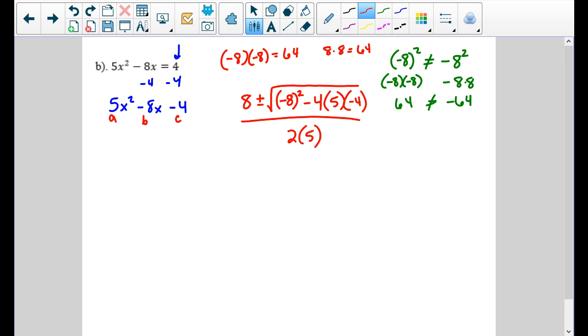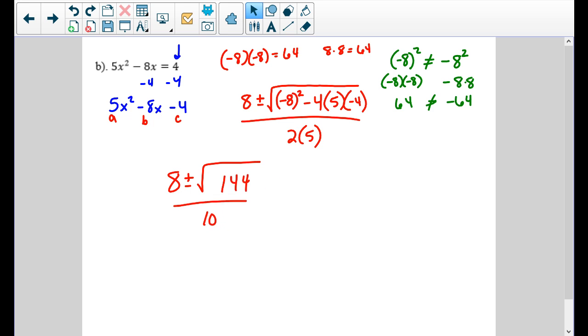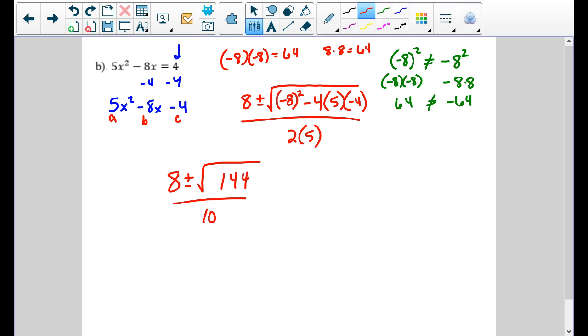So again, let's simplify our parts. So we have 8 plus and minus. Again, what's in that square root? This negative 8 squared minus 4 times 5 times negative 4 gives me 144. 2 times 5 is 10. Now 144, if you know your perfect squares, that comes out nice and neat again. We have 8 plus and minus square root of 144 is 12, all over 10.